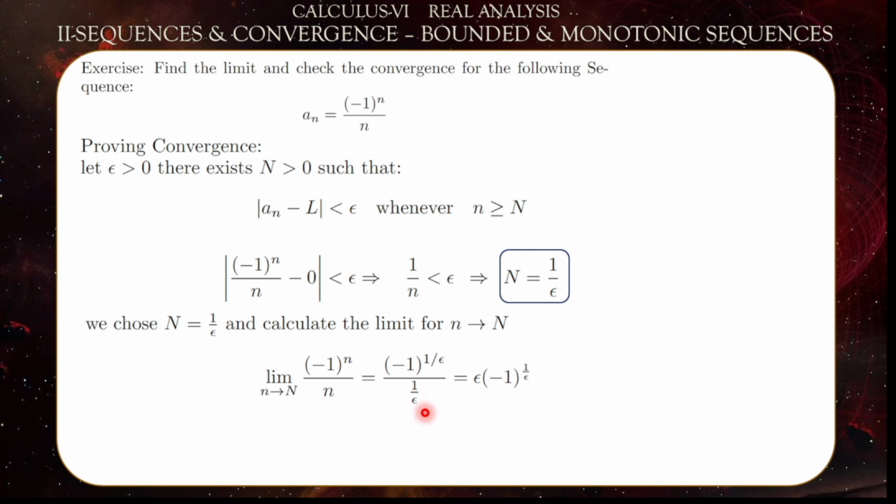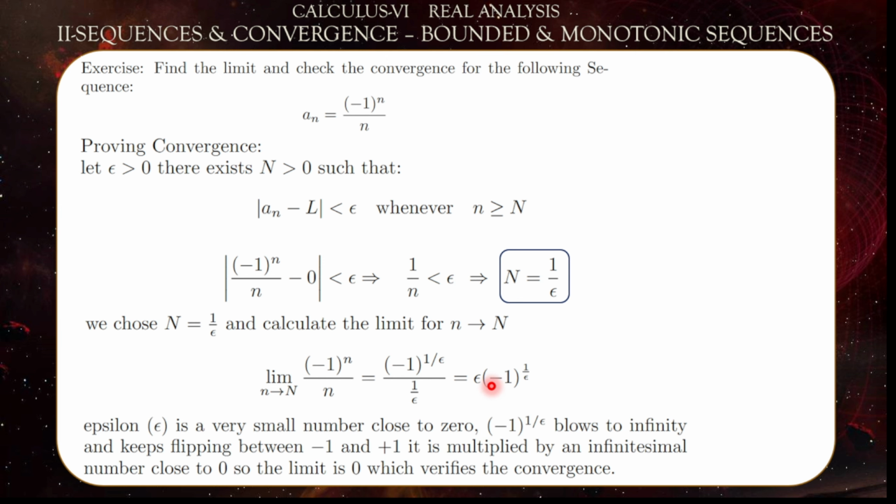Now you switch epsilon back to the numerator. It is inverted twice. It is the inverse of the inverse. It gives you back the numerator, which is equal to epsilon multiplied by -1 to the power of 1 over epsilon, which is infinity, by the way, because epsilon is very close to 0. However, this term that keeps flapping between -1 and +1 is multiplied by epsilon, which is again a very small number, very close to 0. So it counts as 0, hence the limit is equal to 0.